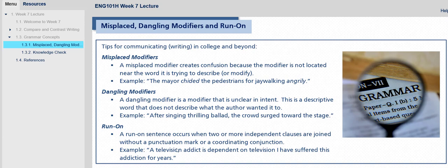It's like a sentence fragment. And so here you need a period. "A television addict is dependent on television," period. Then "I have suffered this addiction for years." Or, as we discussed in our Zoom session, we could put in a transition word. We could put a semicolon here. "Therefore, I have suffered this addiction for years." Okay, so either put in a coordinating conjunction, or put in a transition word: in addition, therefore, moreover. But whatever it is, you're missing something over here. So that is known as a run-on sentence.